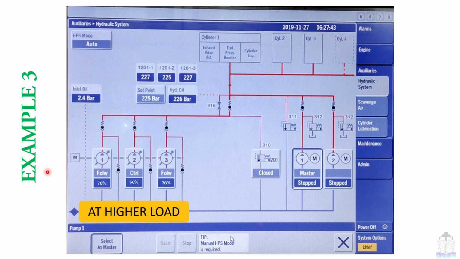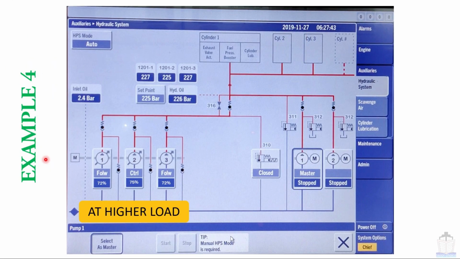In the next example, example number 3, the engine is assumed to be run at higher load, and in that case the control pump will run at 50% load and follow pumps will run around 75%, 80% load.